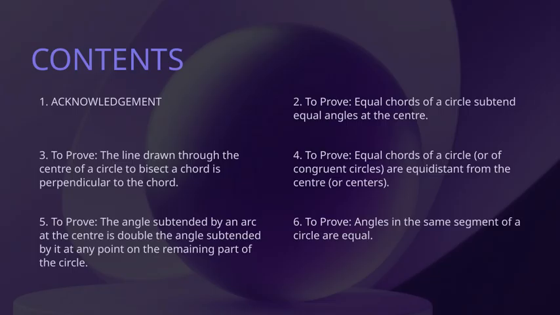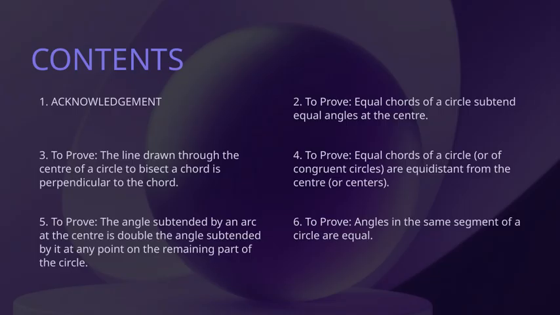Moving on, the fourth point states that equal chords, whether in the same circle or in congruent circles, are at equal distances from the center or centers. This highlights the idea of symmetry and how the position of chords relates to their length.